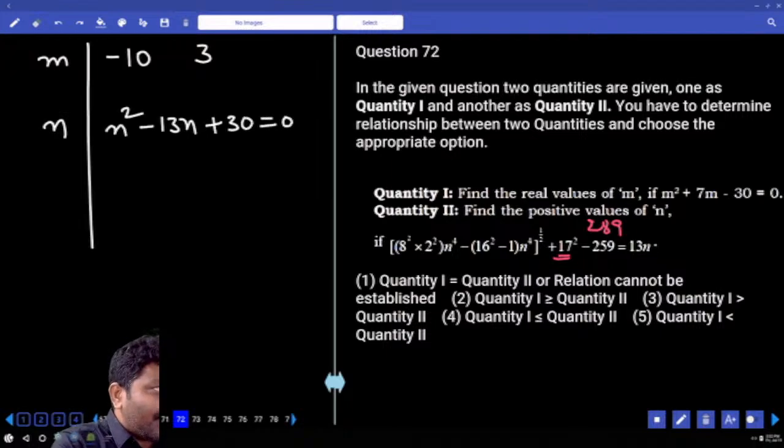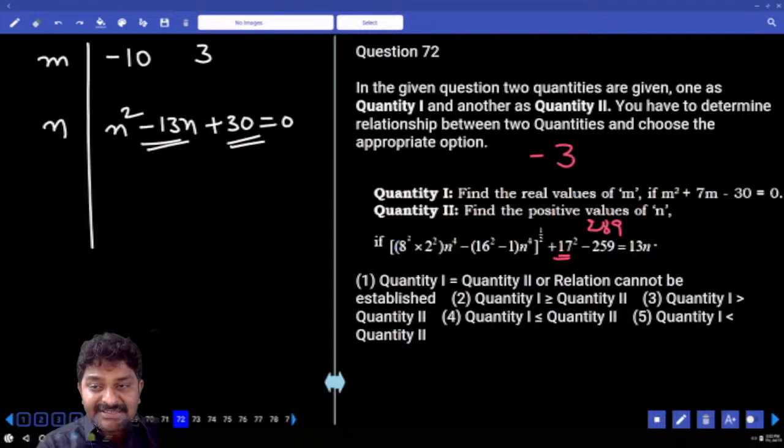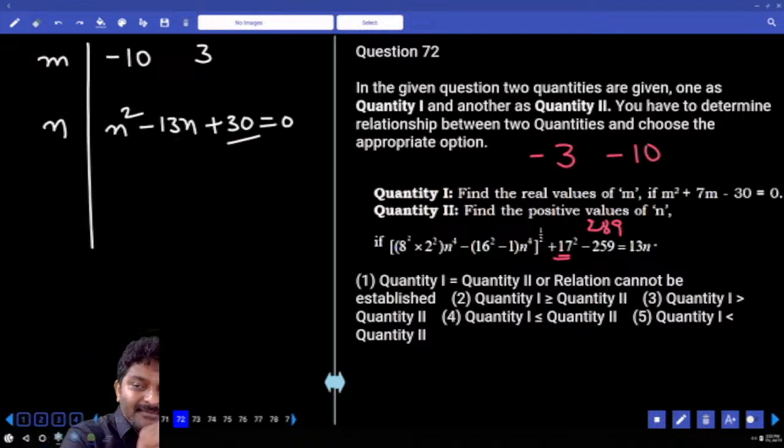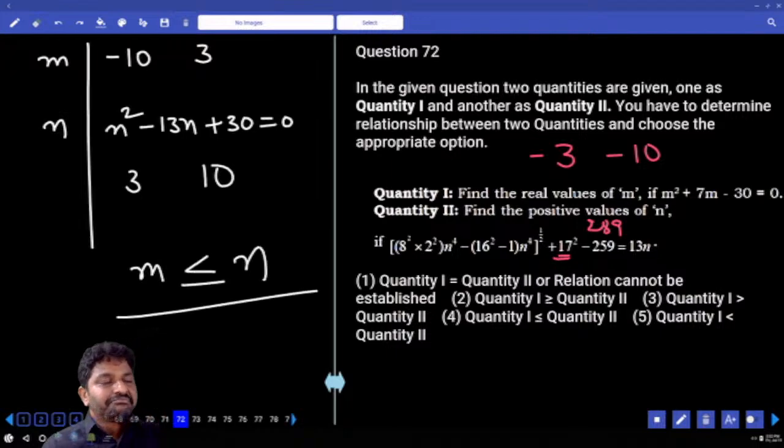And for this we have to identify values. Product is 30, sum must be minus 37. Combination is minus 3 minus 10, correct? Then factors are plus 3 plus 10. M is less than or equal to n.